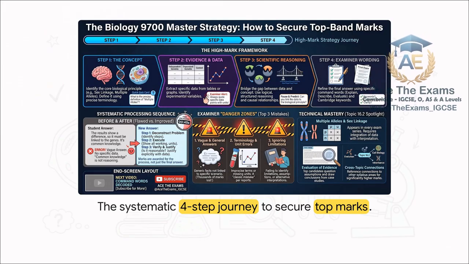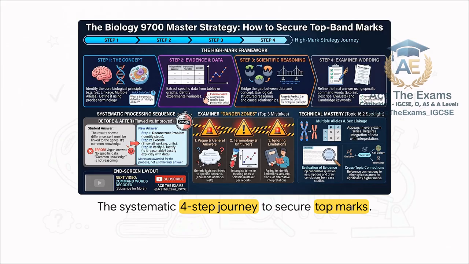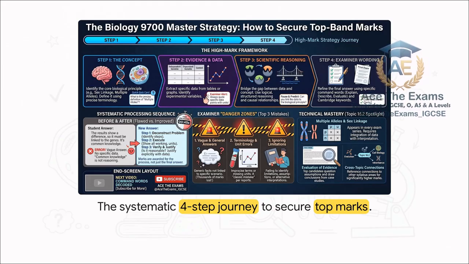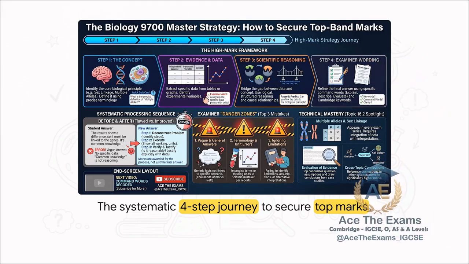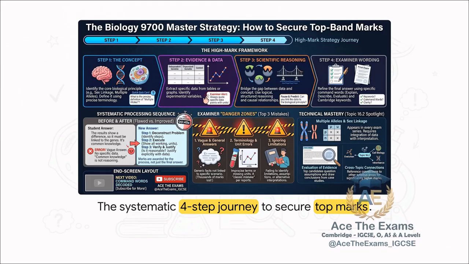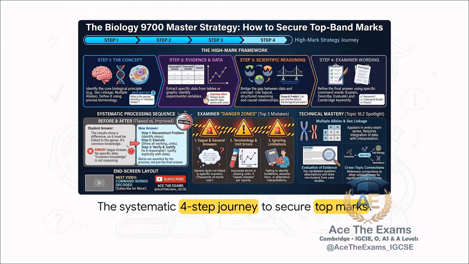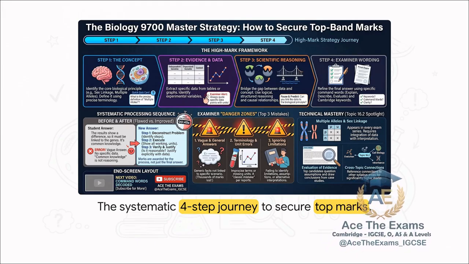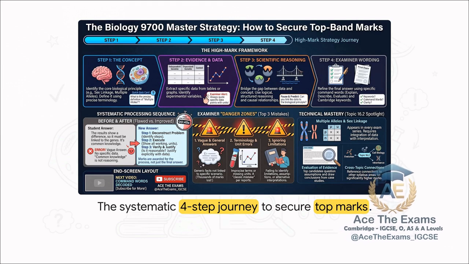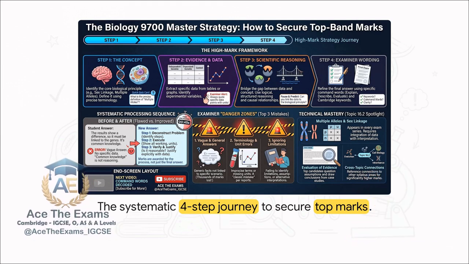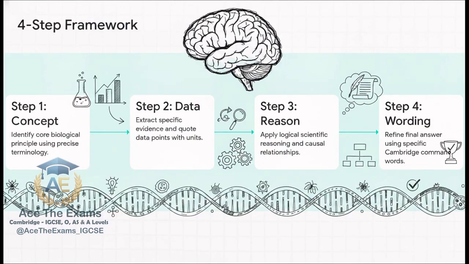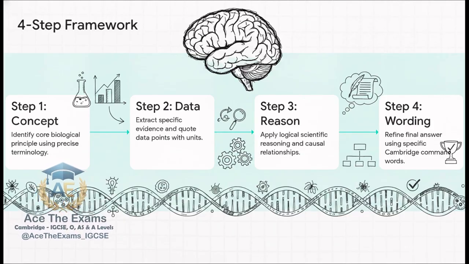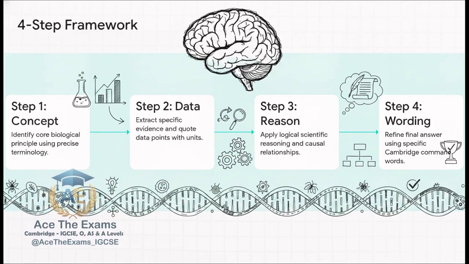Step 1. Top candidates always identify the core biological concept first, defining it using precise terminology. Step 2. They extract specific evidence and data from the stimulus, like tables or graphs, and they never forget to quote data points with their units. Step 3. They bridge the gap with scientific reasoning using logical causal relationships. And finally, Step 4. They refine their wording to perfectly match Cambridge Examiner keywords and command words like explain, describe, or evaluate. I highly recommend you memorize this 4-step processing sequence: concept, evidence, reasoning, wording.